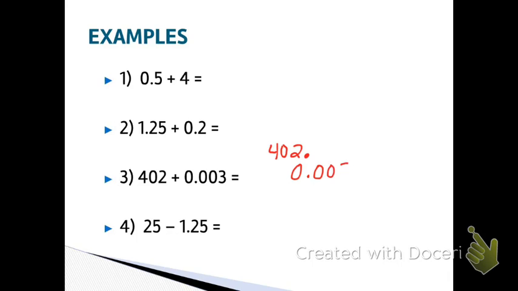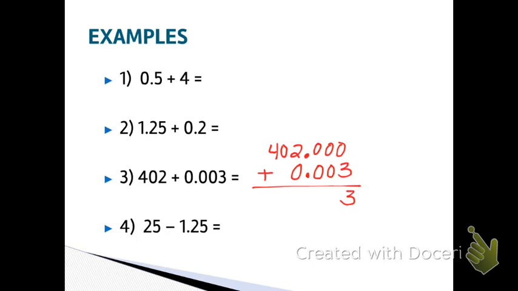So did you line it up like that? Okay, good. That's what it should look like because we have to line up the decimals. And then we just need to make everything the same length. So we'll go 0, 0, 0, so they're all the same length. And then we just add.